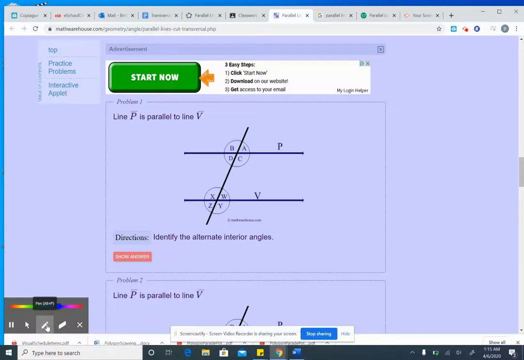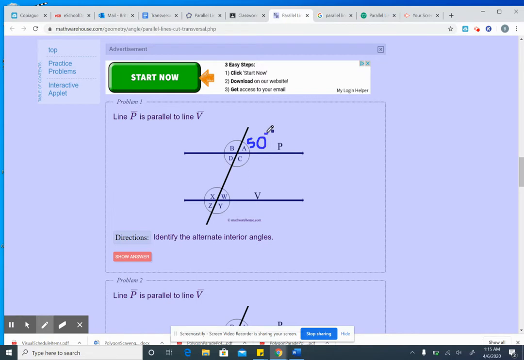Hey everyone, I want to play around with the pen and this diagram to show you how easy it is to identify the angle measurements when two lines are cut by a transversal when you're given just one measurement. So let's take a look and see if angle A is 50 degrees.